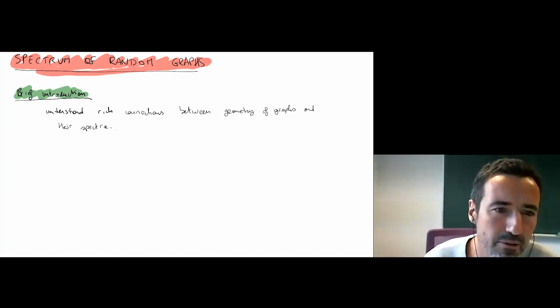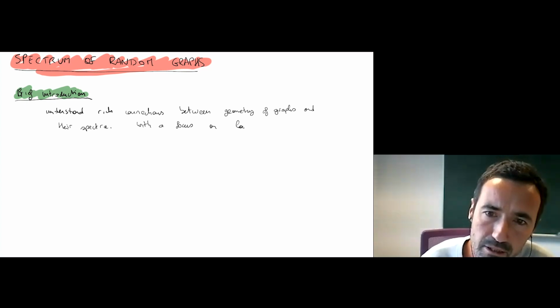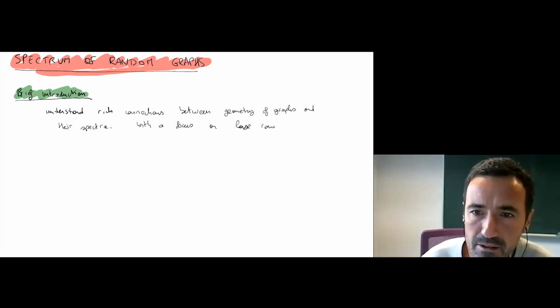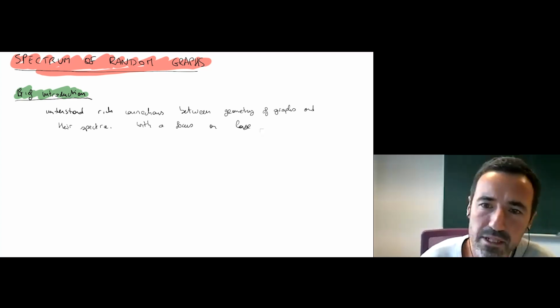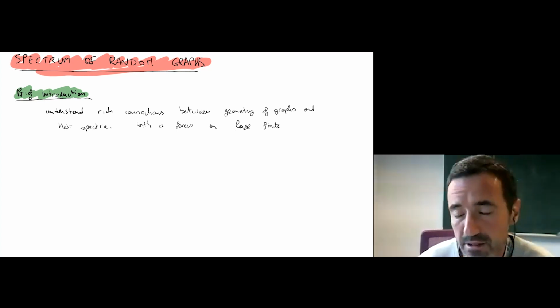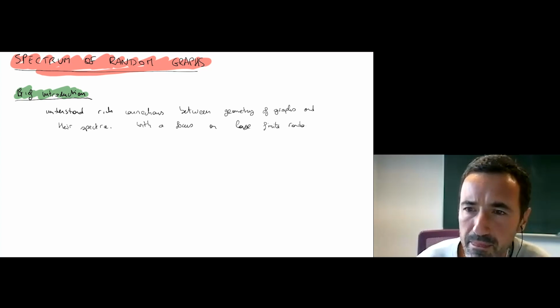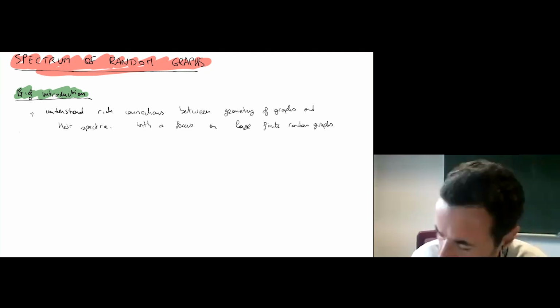I should also say that we will focus on large random graphs, finite random graphs. By large, I mean a graph which will have many vertices, but still a finite number. And we'll be interested in the asymptotics where this number of vertices goes to infinity on large finite random graphs. The graph will be random, not so much in the first part of the course, but in the second part.